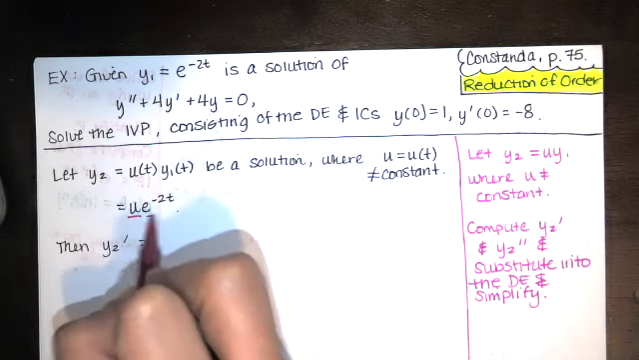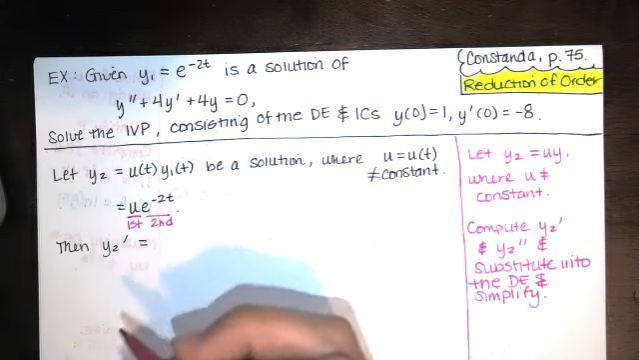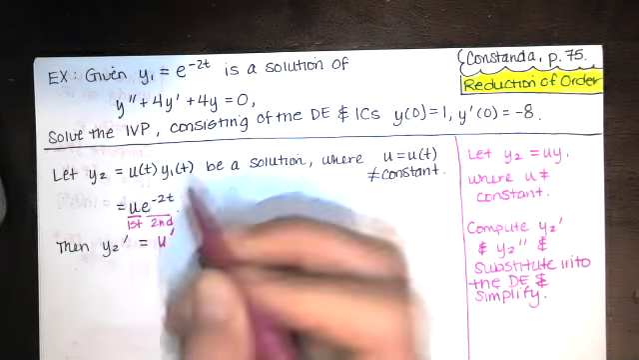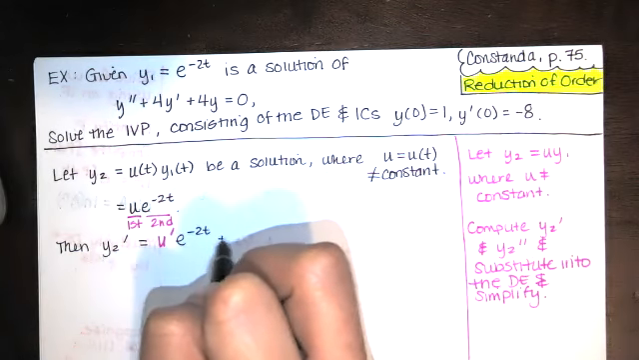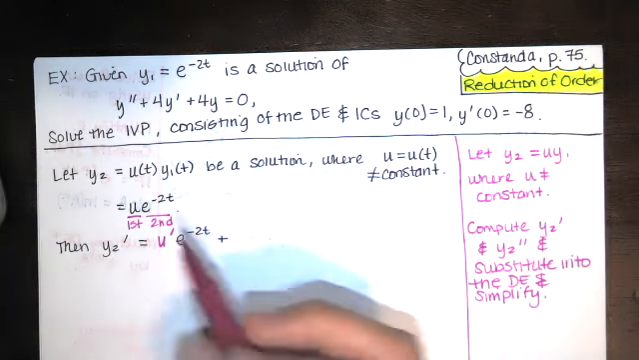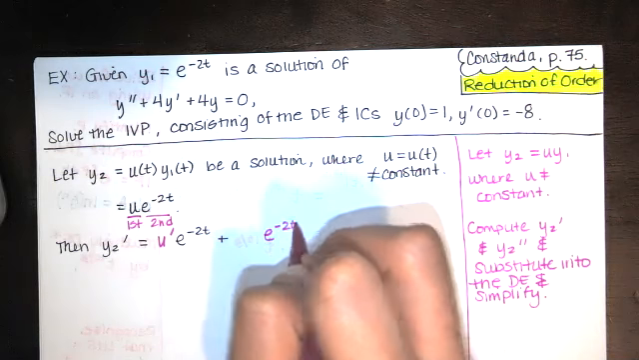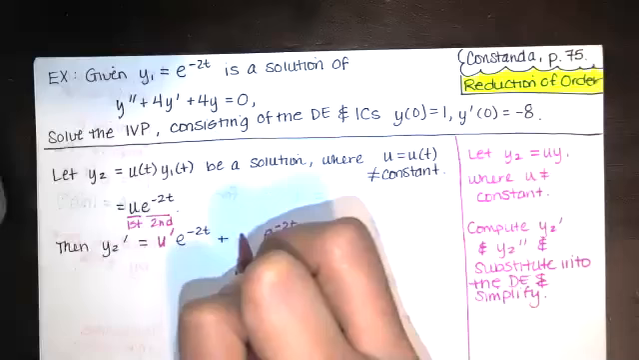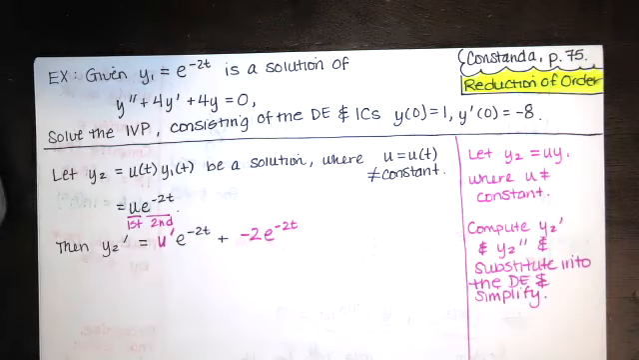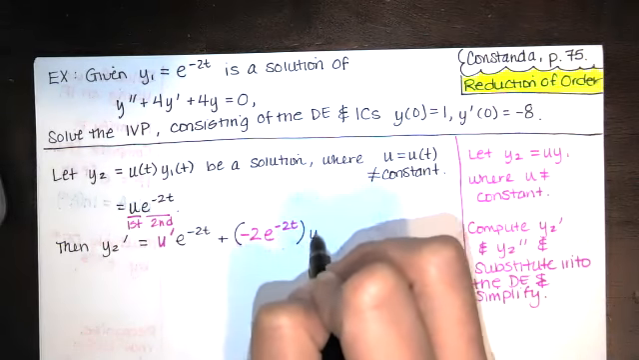This is a function of t times a function of t. So I have to use the product rule. According to the product rule, we'll get the derivative of the first times the second plus the derivative of the second times the first. Now the derivative of e to some power is e to that power times the derivative of the inside by the chain rule. The derivative of the inside is negative 2. The derivative of a constant times t is just the constant. So that's the derivative of the second times the first.